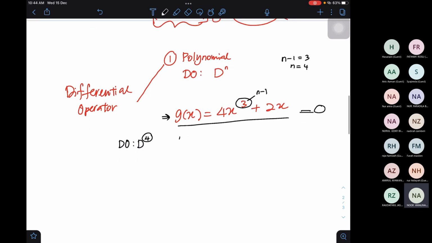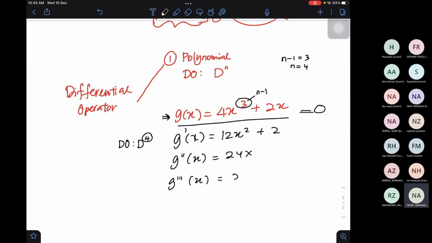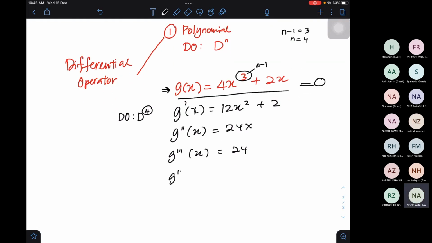Kita try. Okay, kita differentiate sekali g prime x. Kita akan dapat 12x square plus 2. And then, sekali lagi, g double prime x is equal to 24x. G triple prime x is equal to 24. G fourth prime x is equal to 0. So you see, your fourth derivative make your equation here to become 0. So your D4 is the differential operator which annihilates your function.